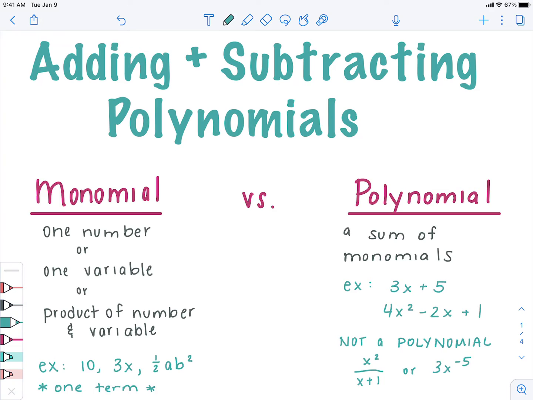So we're only going to be looking at things that are polynomials when we're adding and subtracting, but some of the first questions that we're going to look at in the notes today are just going to ask us to decide if it's even a polynomial, if we could even add and subtract it together. So far, so good? Okay.